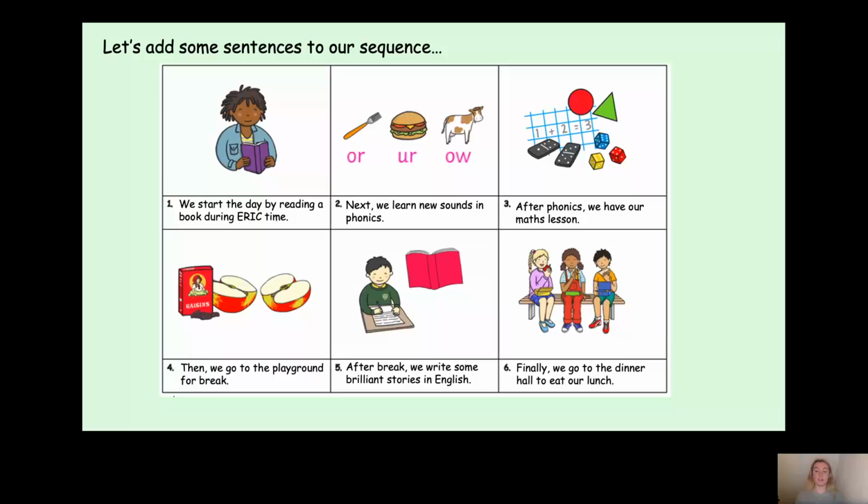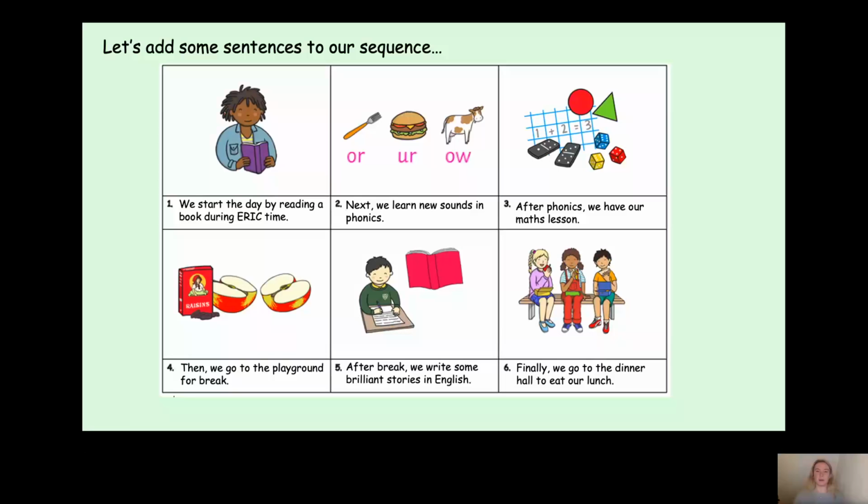Finally, we go to the dinner hall to eat our lunch. Okay, now I've used the adverb of time finally. Why have I used it there? Can I use it anywhere else in our sequence? No, I can't, can I? Because finally means the last thing that happens.